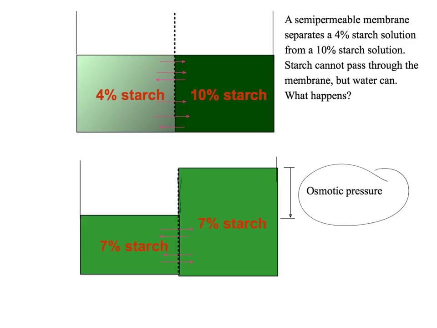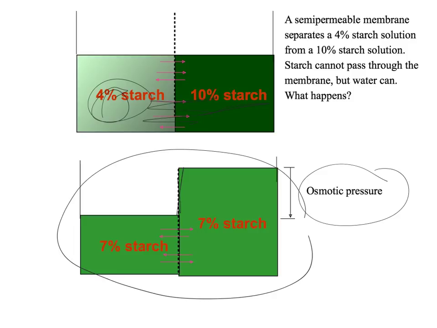Talking about osmotic pressure again, you can see the unequal levels here. A semipermeable membrane separates a 4%, a diluted starch solution, from a 10%, a more concentrated solution. The starch molecules are way too big, like my spaghetti noodles. They can't pass through, but water can. So what happens? Well, water passes through, evens out the two concentrations, and I end up with a solution that still has that semipermeable membrane, but water has evened out the two concentrations. Now instead of 4 and 10, I'm 7 and 7, but again, what's happened? Water has moved over to one side, I have unequal levels, and that results in an osmotic pressure.